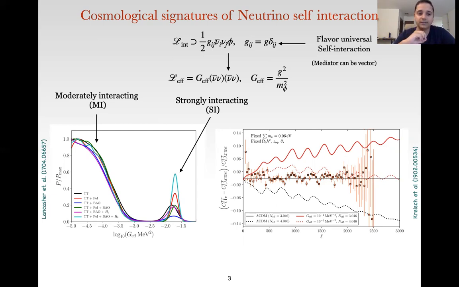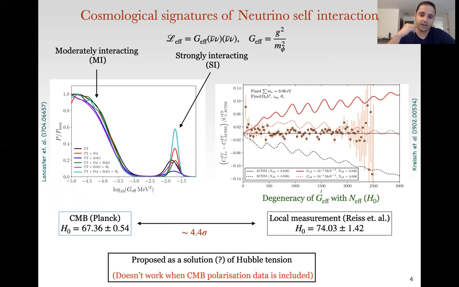Now, when this model has been tested with cosmology, specifically with the CMB data, it has been seen that there exist two modes in the posterior of G_eff. One mode appears at small values of G_eff, which is called the moderately interacting or MI mode. So this is basically the lambda CDM limit of this model. Another mode exists for comparatively very high values of G_eff, which is called the SI mode, or the strongly interacting mode.